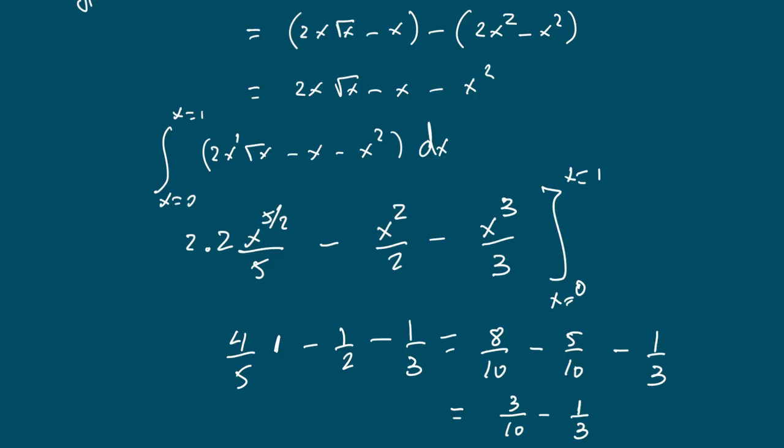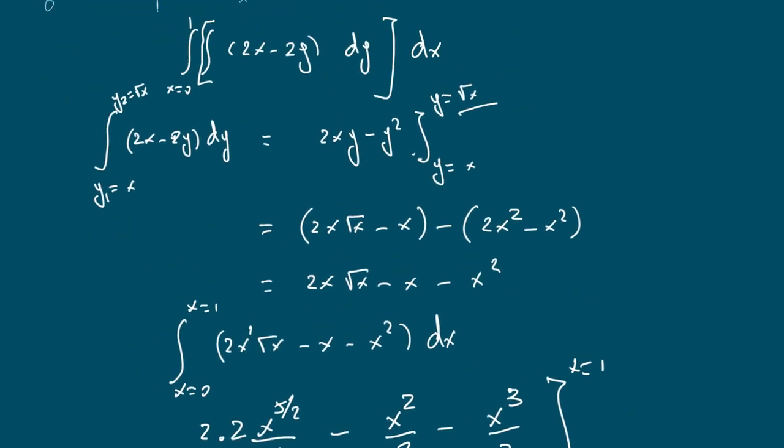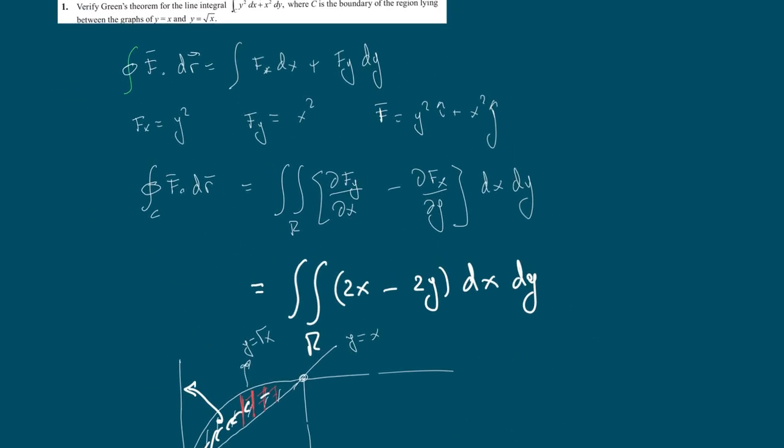Now I will multiply by 3 the first, it would be 9/30, and I multiply by 10 the numerator and the denominator, it will be 10 divided by 30. So the final result will be 9/30 minus 10/30, which is minus 1/30. Okay, so now we have done the first part, that is that this is minus 1/30.